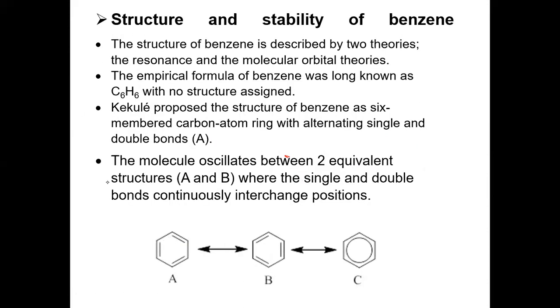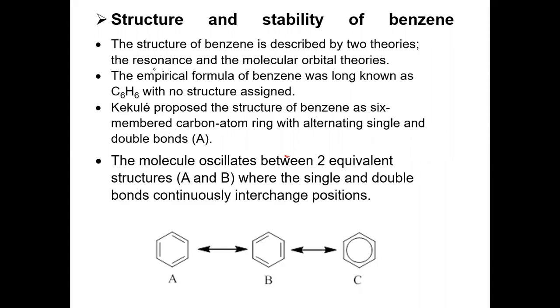Now, let's talk about the structure and stability of benzene. So we are saying that the chemical structure of benzene is described by two theories, the resonance and the molecular orbital theory. So very simple, right? Now we'll talk about the two theories extensively, and then we'll see how we can use that to explain some of the properties. The other ones we were doing were identification. Now we are doing concepts.